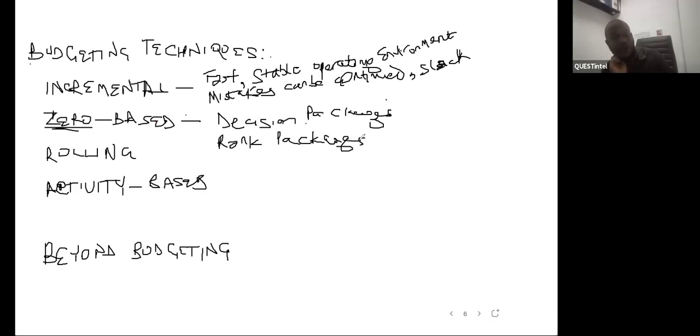So our first step is to identify or define decision packages. Then the second step is to rank these decision packages. And the final step is to allocate resources. I'll just explain this in a nutshell and expand on this in our next discussion.